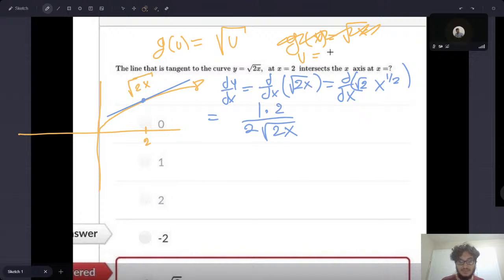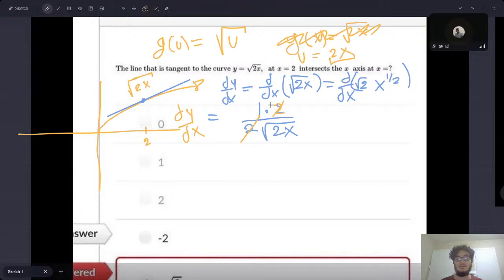And u is a function of x, right? In this case it's 2x. So you take the derivative of u first, so it's u prime times the derivative of g. That's why I put 2 first. The derivative of 2x is 2, divided by 2 times the square root of 2x. Cancel out the 2, easy peasy. And then that's the derivative. This is dy over dx.